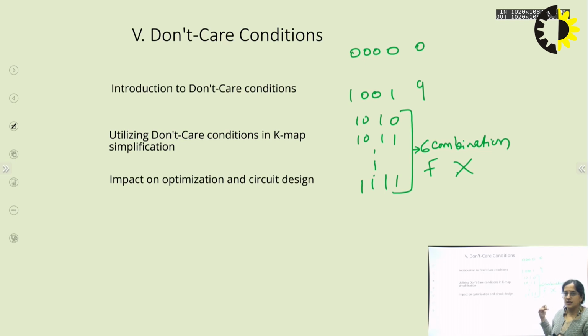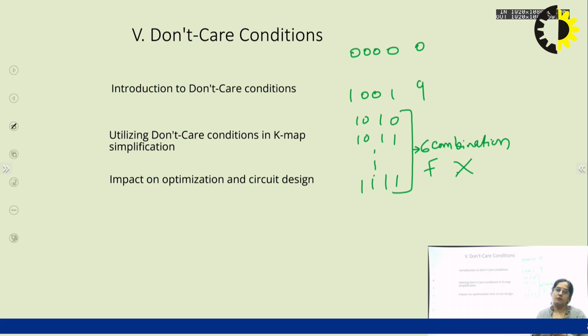We consider this don't care as 1 and we will minimize the circuit. And if we have to draw an expression in case of POS form, then we consider this don't care as a 0 and we group with the zeros. This simplifies the K-map, and it will optimize our overall circuit.